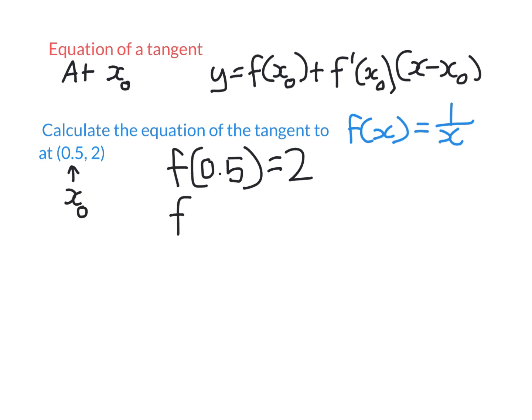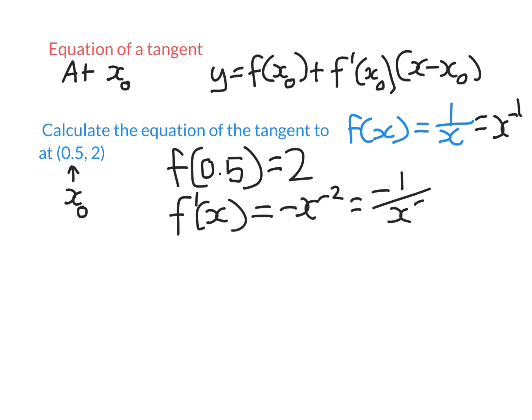So let's start by differentiating 1 over x. Well, what are we going to do here? We know that 1 over x is the same as x to the minus 1, so we're going to simply move the power to the front and decrease the power by 1. So it's negative 1 over x squared. So at the point 0.5, we're going to substitute 0.5. We actually get negative 4. That means the gradient of the tangent to this curve at that point is negative 4.